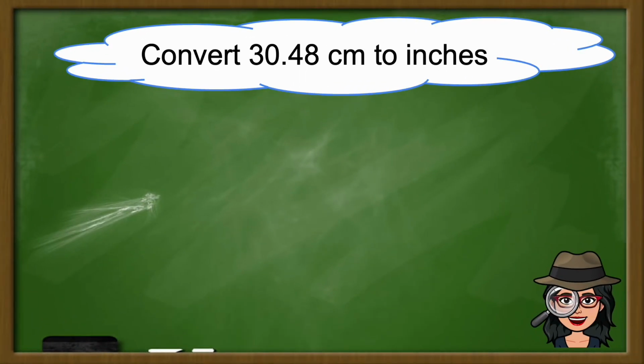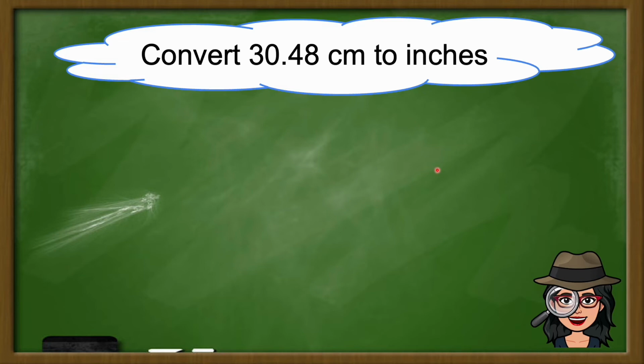Let's try this example. Convert 30.48 centimeters to inches. What have you observed? You're correct. Centimeter is a unit used in the metric system, while inches is a unit used in the English system. So how are we going to convert this kind of example?